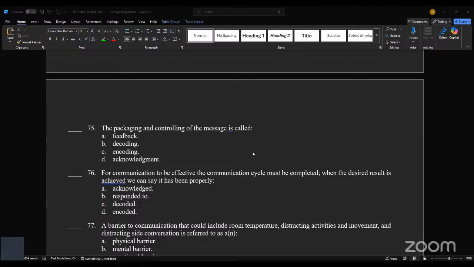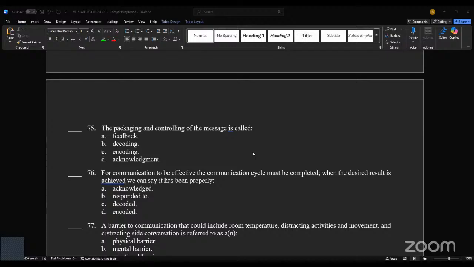76. For communication to be effective, the communication cycle must be completed. When a desired result is achieved, we can say it has been properly, C, decoded. Okay, so encoding is packaging. Get my words together. Some people will say, think before you speak. So I'm packaging it up. I'm getting my message, and then I'm going.